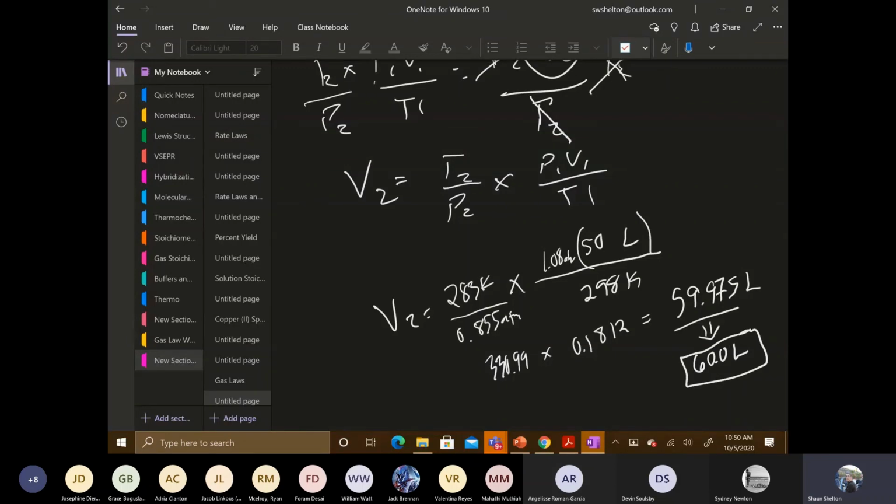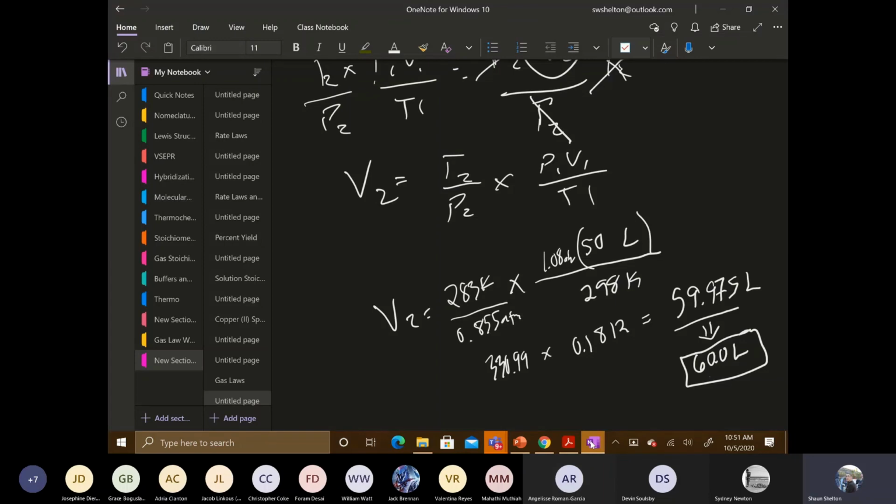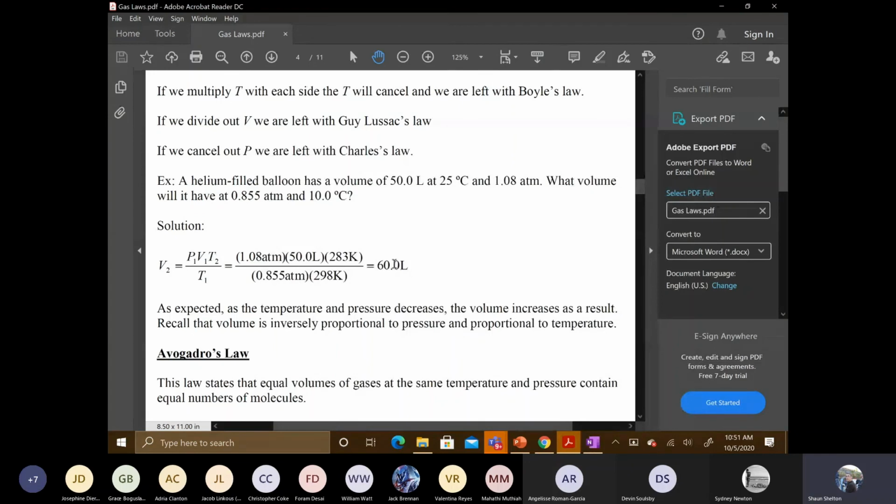Sometimes it's best to just keep it simple, do the calculations separately, and then put them together like I just did. Or you could do it all in one calculation, whichever works easiest for you. But that's how we use the combined gas law. The way I've set it up here gives you the same answer, just in a little bit easier arrangement. Both ways give you 60.0 liters in the end.